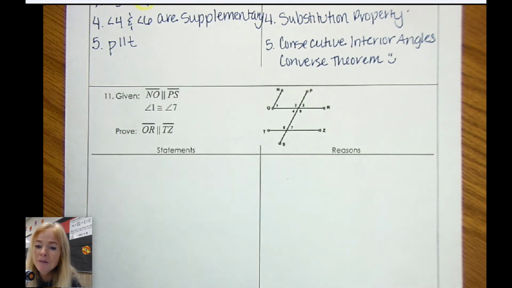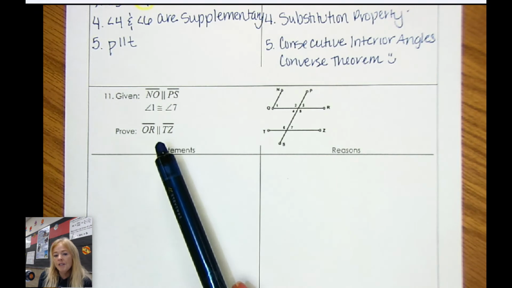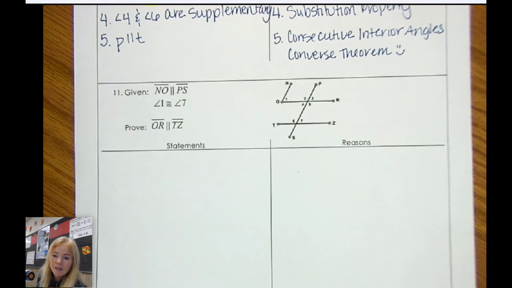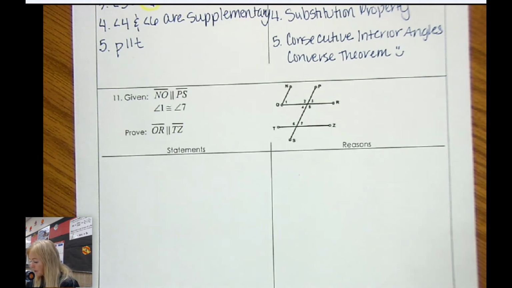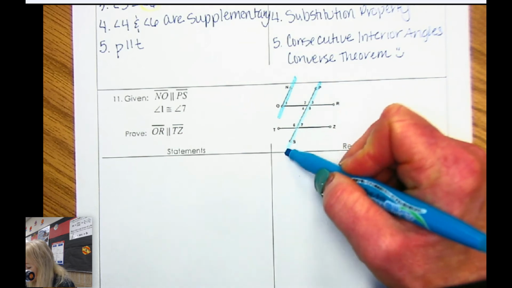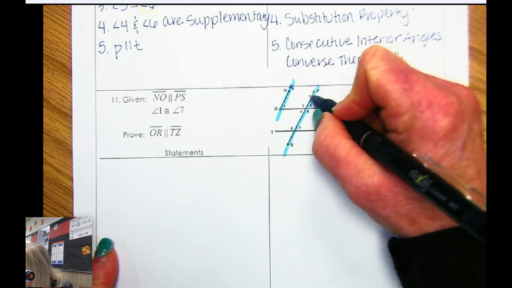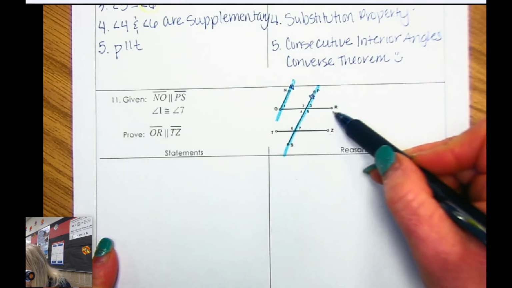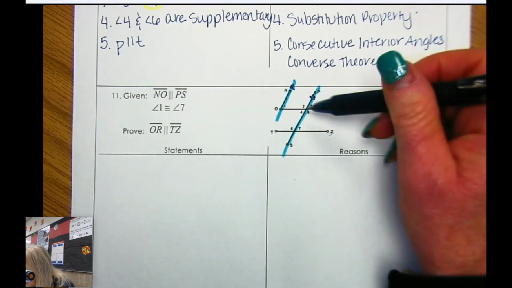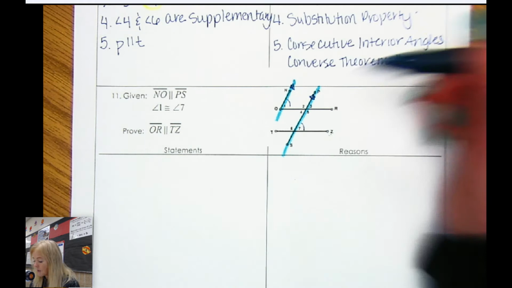All right, last one. Now this one again, we're given that NO and PS are parallel, and we're trying to prove OR and TZ are parallel. And we're also given that angles 1 and 7 are congruent. So let's mark NO and PS, they're right here, with blue lines because those are parallel. All right, let's figure out what we're going to do here. We're trying to prove OR and TZ are parallel. So if they're parallel, we know 1 and 7 are congruent.